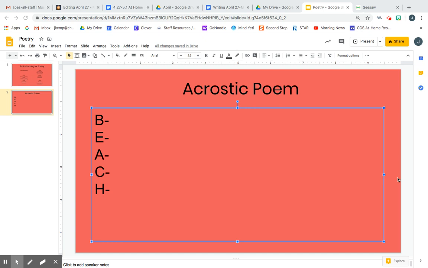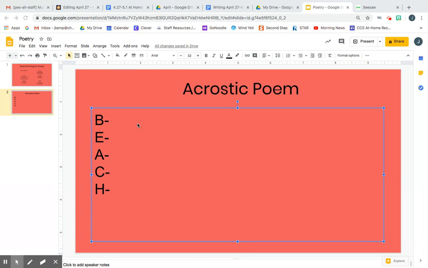Kemp. Today we are going to use our poetry brainstorming and planning from yesterday, and we are going to turn it into an acrostic poem today. Acrostic poems are special because they spell out a word with the first word of each line. So, my topic is the beach.